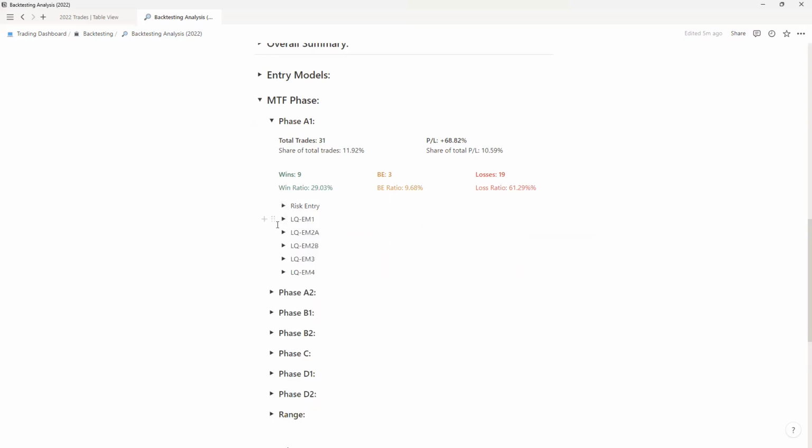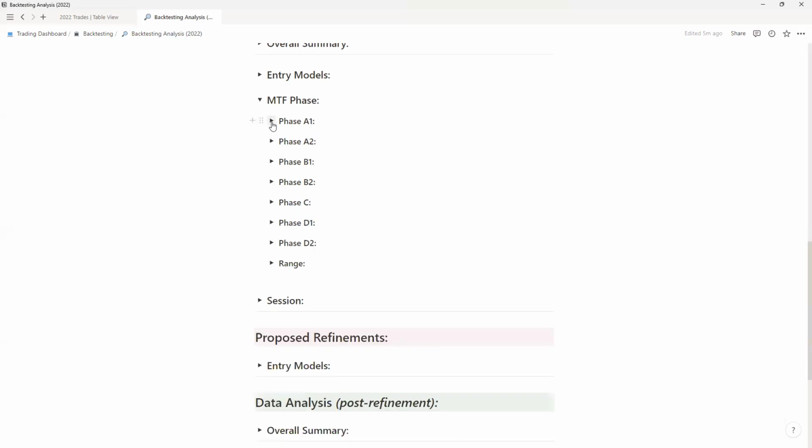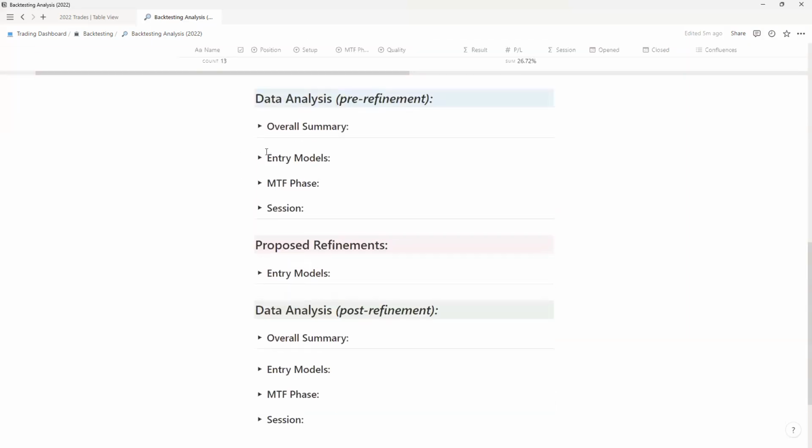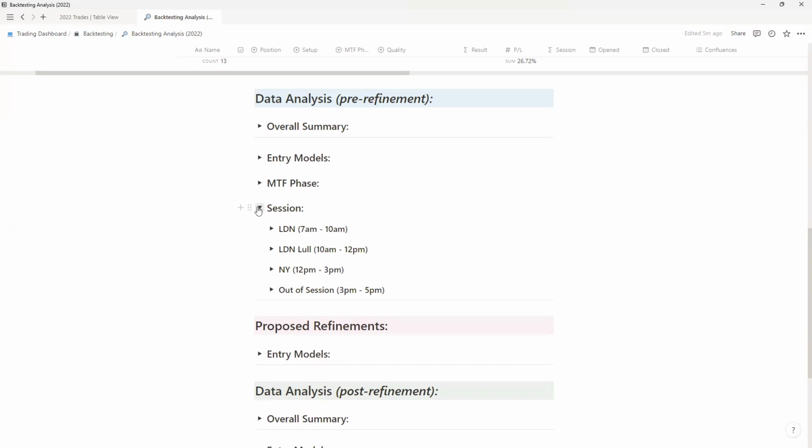But yeah, you just really need to go through the data yourself. Only you are going to be able to figure out what works for your strategy and what doesn't, because everyone sees the market differently. Yeah, this is just my way of doing it. Hopefully it's giving you guys some ideas into how you can analyze your data. But yeah, really, it's all going to depend on you and your strategy.